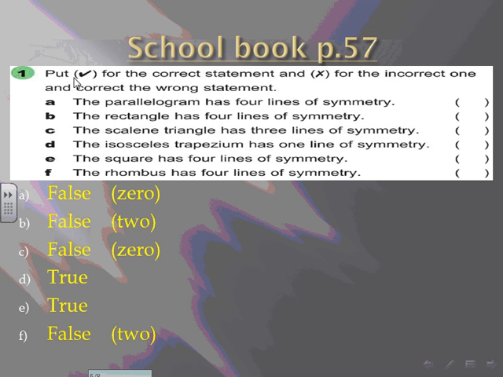Let's answer from your school book, page 57. Put right for the correct statement and wrong for the incorrect one, and correct the wrong statement. The parallelogram has 4 lines of symmetry. As we said before, the parallelogram has no lines of symmetry, 0 lines of symmetry. So this statement is false. Why? Because the parallelogram has 0 lines of symmetry.